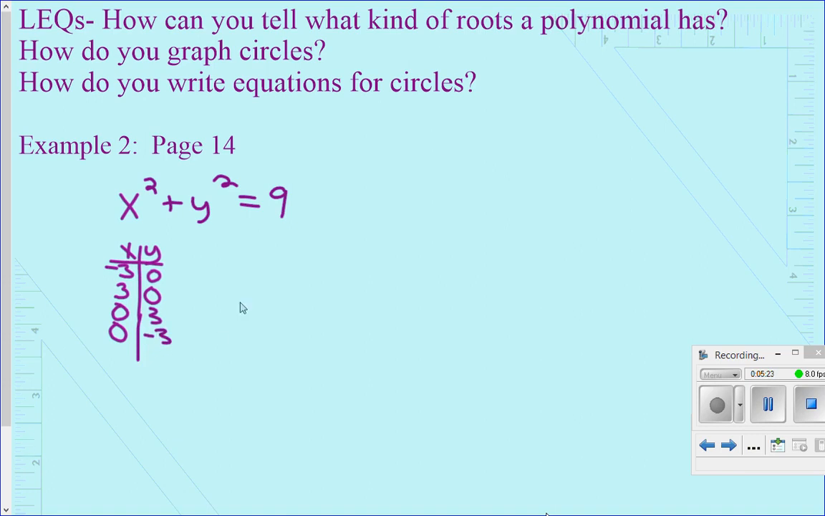So if you graph those 4 points on the coordinate plane, so 3, 0, negative 3, 0, 0, negative 3, and 0, 3, you will get the graph of a circle. Okay, so do your best to draw a circle. And then just label those 4 points. Those are the important points.